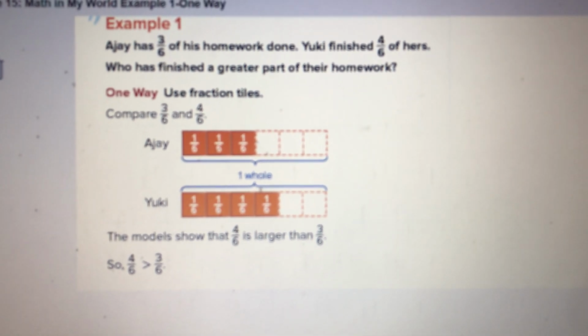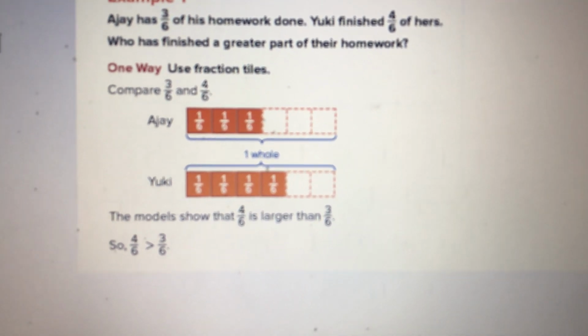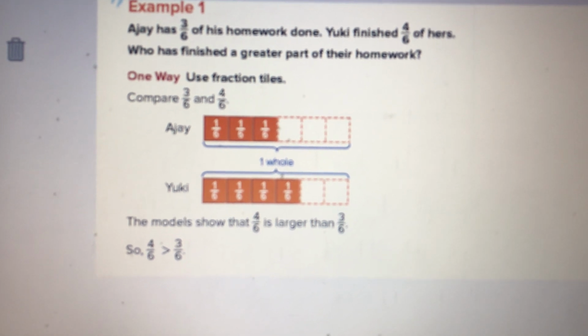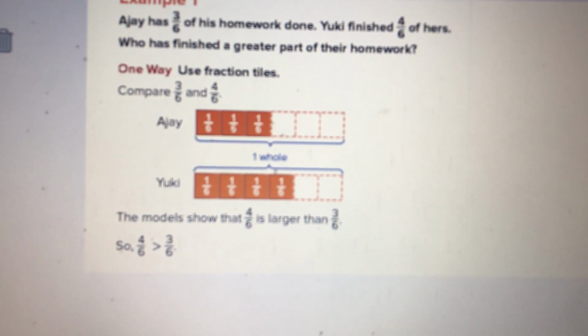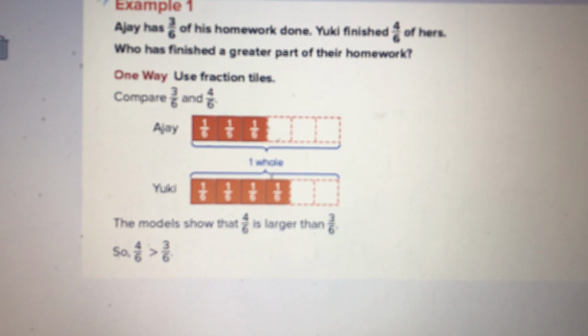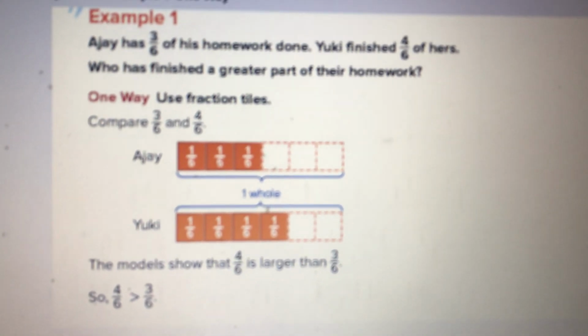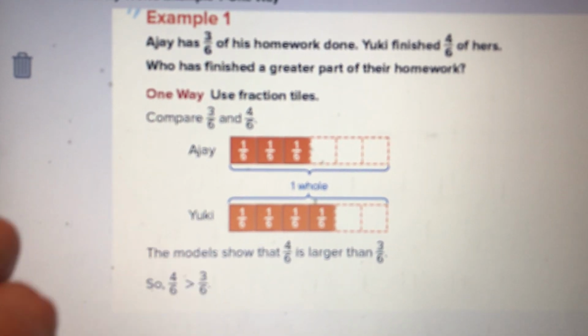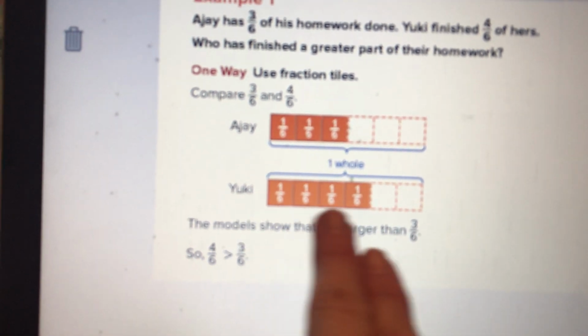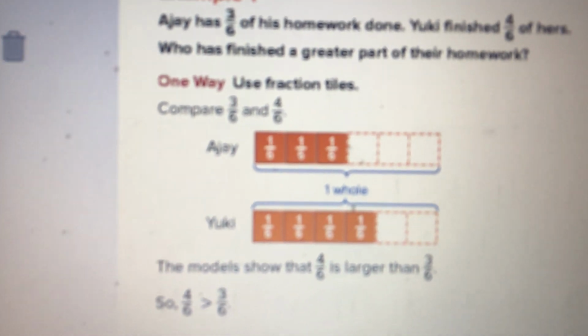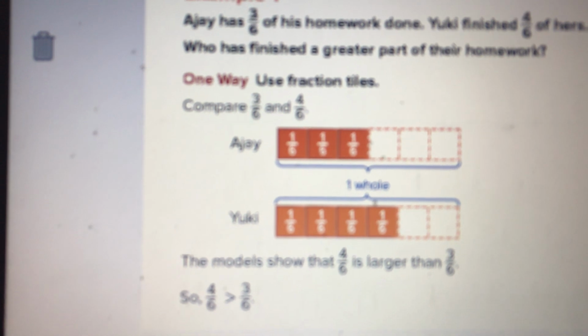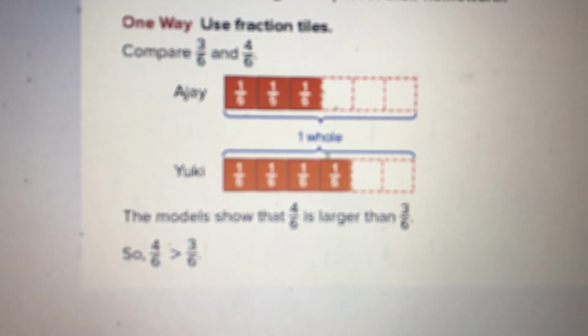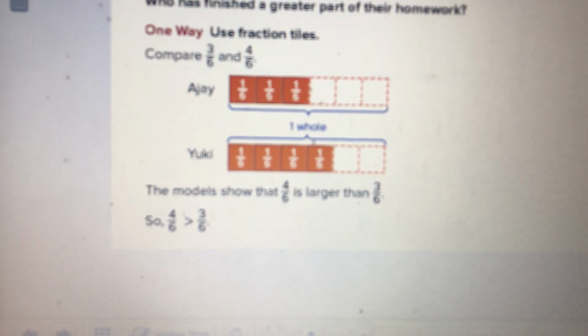So this is example 1. It says, Ajay has 3/6 of his homework done. Yuki finished 4/6 of hers. Who has finished a greater part of their homework? One way they figured this out is they lined up the fraction tiles. They put the sixths here. You can see that Ajay has 3/6 and Yuki has 4/6. When you line up the fraction strips like that, it's pretty easy to see. The models show that 4/6 is larger than 3/6.